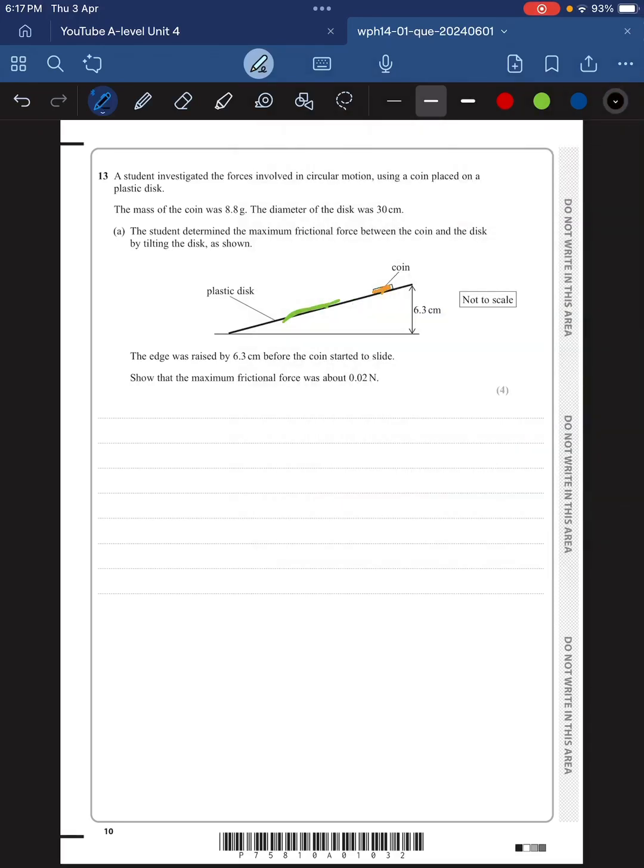Okay. The student determined the maximum frictional force between the coin and the disc by tilting the disc as shown. The edge was raised by 6.3 centimeters before the coin started to slide. Show that the maximum frictional force was about 0.02 newtons. So let me raise this. Let's write down the forces involved. We have the reaction force, m times g, right?